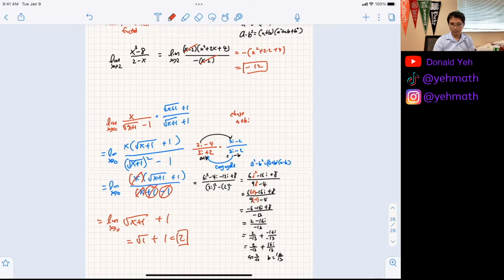Yes. Because I just plug in 0 for x. So it'll be square root of 0 plus 1, plus 1. Square root of 1 is 1. 1 plus 1 is 2.